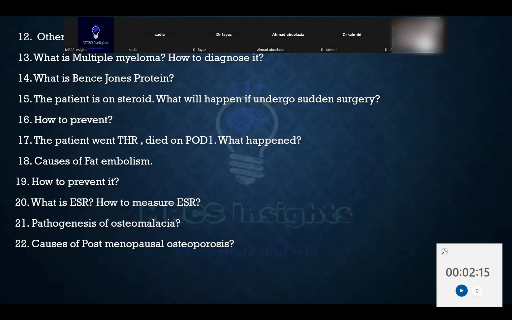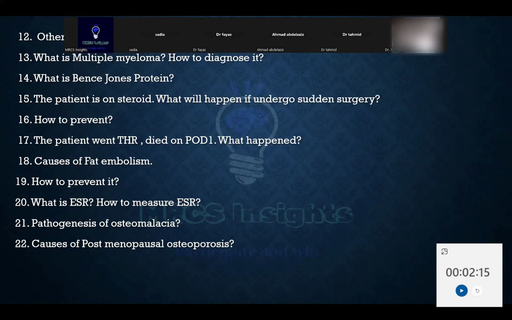Do you need to increase the steroid dose prior to surgery? Only at the time of induction and post-operatively. Okay. So the patient had a total hip replacement and died on post-operative day 1. What happened?